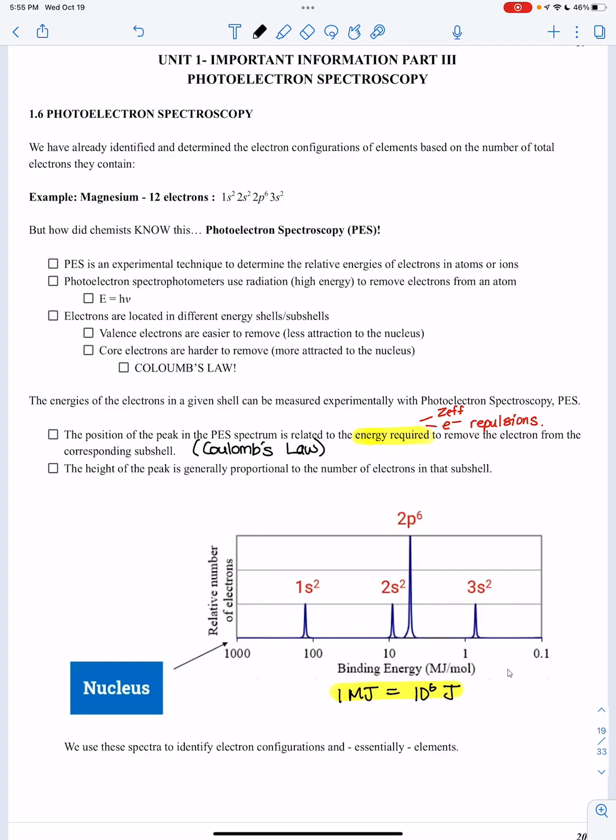Chemistry. This is the Unit 1 Important Information Part 6 video lecture. This will be on photoelectron spectroscopy. I've covered a bit of this in class, so I'm going to try and make sure I go over it a little bit and then get into some sample problems.